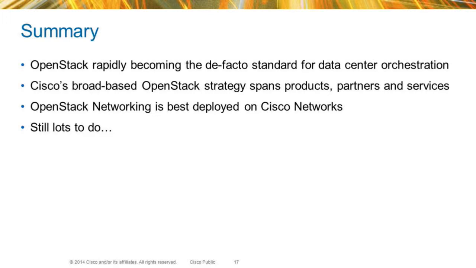In summary, what I want you to take away is that OpenStack is becoming the default standard in data center orchestration. Cisco's broad-based OpenStack strategy cuts across customers, partners, and services, and we are seeing OpenStack being adopted with production-ready solutions in various areas. OpenStack networking, which has some limitations with the open source reference solutions, can be overcome by using Cisco solutions. So you can make your environment high performance, scalable, and easy to troubleshoot, with a lot of features that work in your environment using the Cisco network solutions.